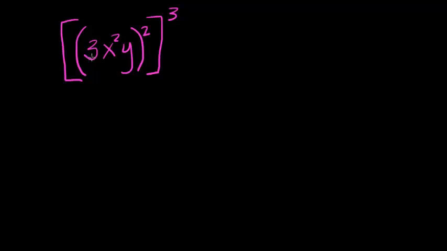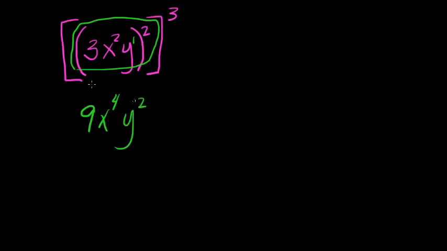So 3 squared is 9, and I'm doing this part right here in green. I'm going to start on the inside and work out. X squared is x to the 4th. I multiply them, and then there's that little 1 there. So y raised to the second power is y squared. Now what you got to remember is whatever that solution was, or simplified expression was, is raised to the third power.